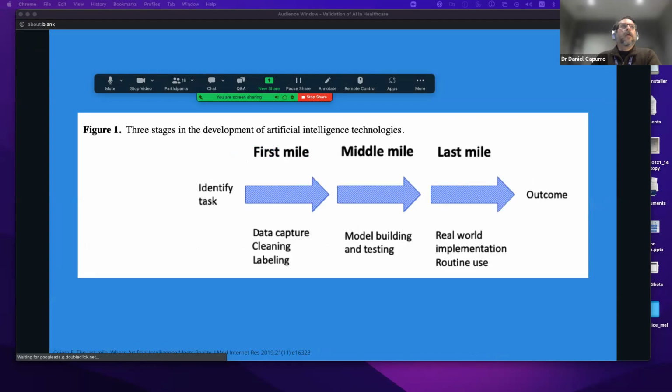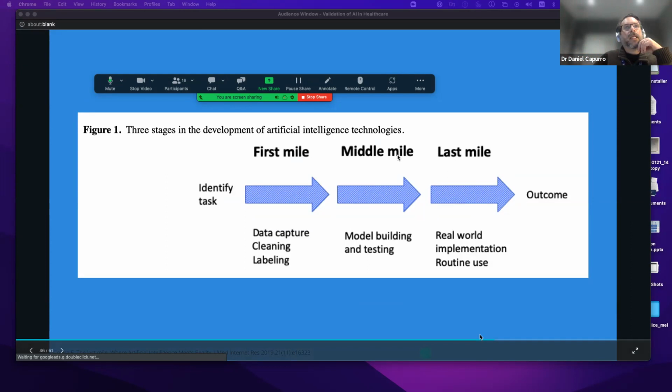And the problem is with this final step. There are three stages in the development of artificial intelligence technologies, broadly speaking. The data capture, cleaning, labeling, what we call the first mile. Then the second mile is building and testing your models. And then in the transition from the middle mile to the last mile is this idea of clinical validation. But the last mile is the real-world implementation and routine use. We haven't been able to cross this middle mile to the last mile with a lot of success.